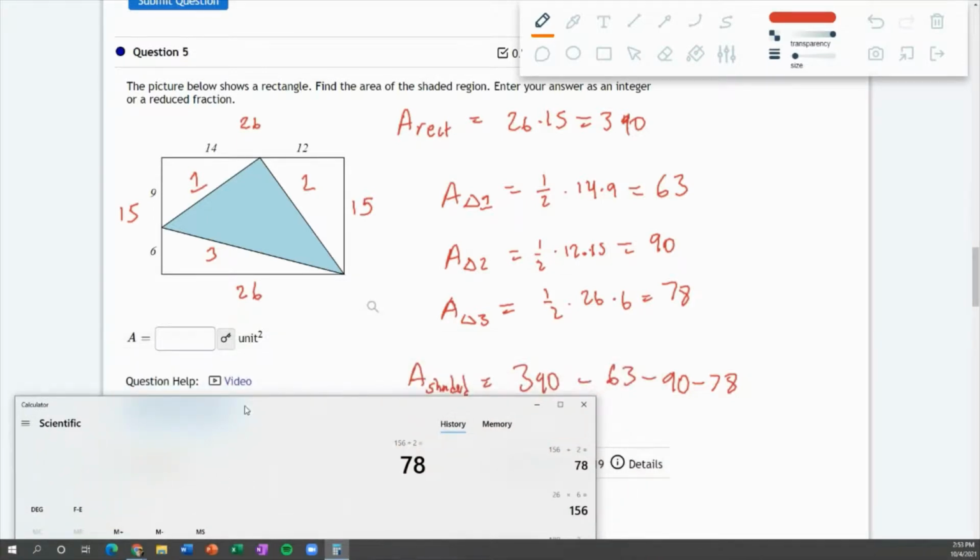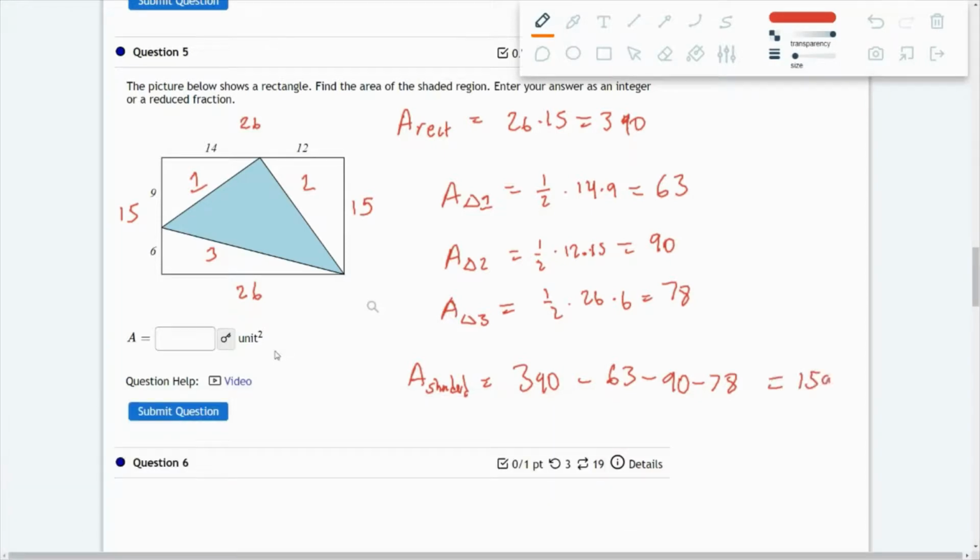So we take a look at this. We have 390 minus 63 minus 90 minus 78 equals 159 as my area. And so that ends up being a regular integer, meaning a whole number. So that equals 159 units squared. Something to keep in mind, because I reminded you from the previous test, you need to make sure you label your units. It is very important that you do so.